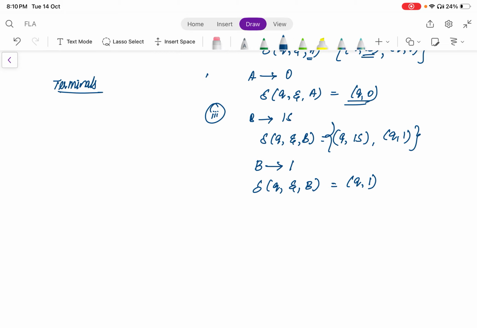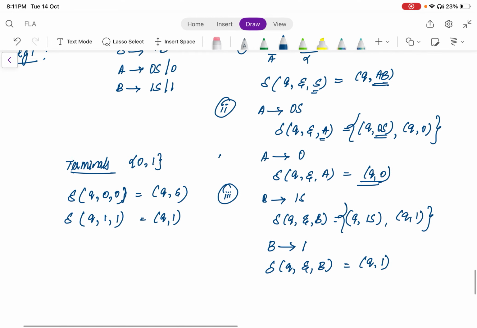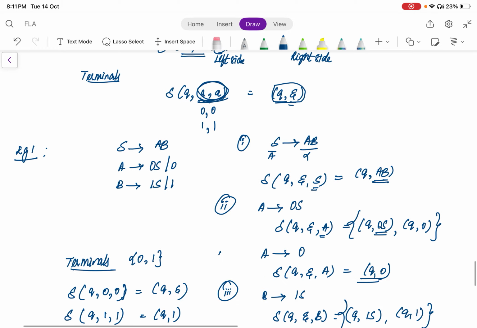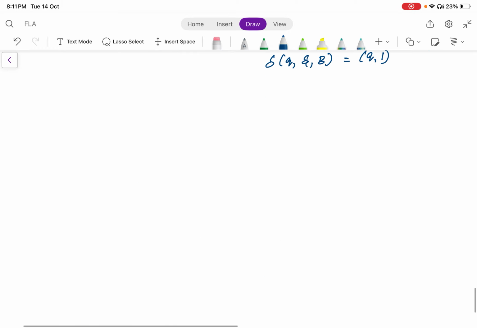How many terminals do you have in this question? 2, 0 comma 1. So how will you write for this? Template is delta of Q comma symbol. So 0 comma 0 equal to Q comma epsilon. Okay, then you write for the symbol 1. 1 comma 1 equal to Q comma epsilon. So this is how you convert a context-free grammar to a push-down automata.